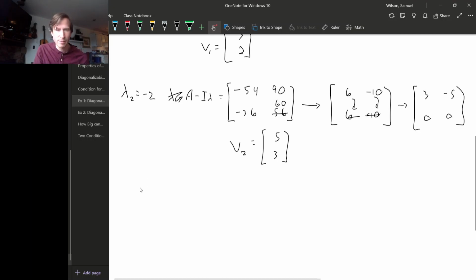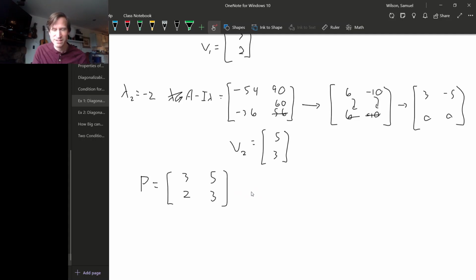So this means that the matrix that does the diagonalizing, which we've been calling P, its columns are just these eigenvectors, so 3, 2, 5, 3. And we're going to need it to check.